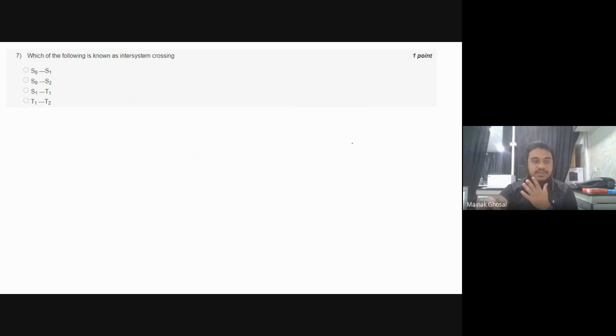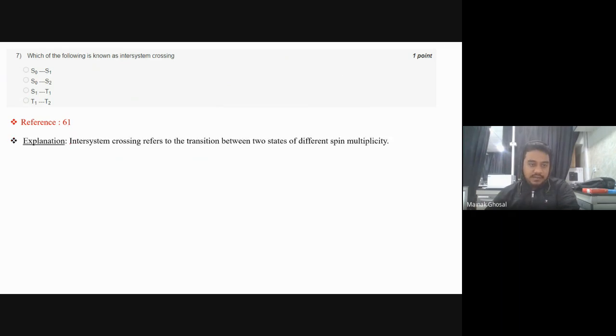Next question, which of the following is an intersystem crossing? You can find this in lecture number 61. So intersystem crossing actually refers to transition between two states of different spin multiplicity. You can read it from the name, intersystem crossing, that means crossing between two different systems. Okay. So the transition from S1 to T1 is an intersystem crossing, or Tn to Sn is also an intersystem crossing. So T1 to S1 or anything. Any from Sn to Tn or Tn to Sn is an example of intersystem crossing.